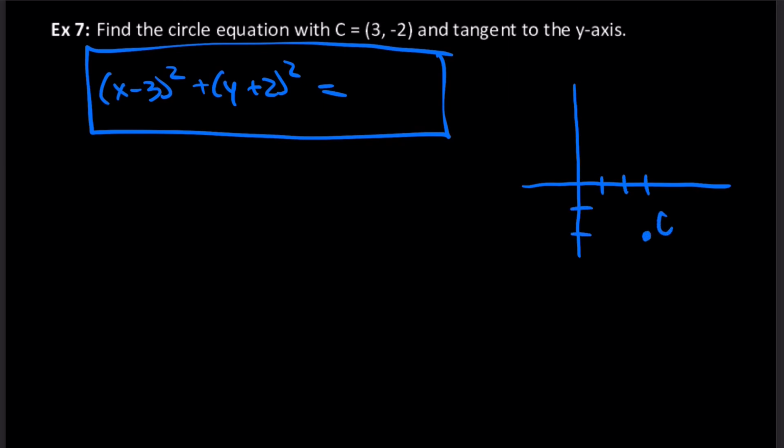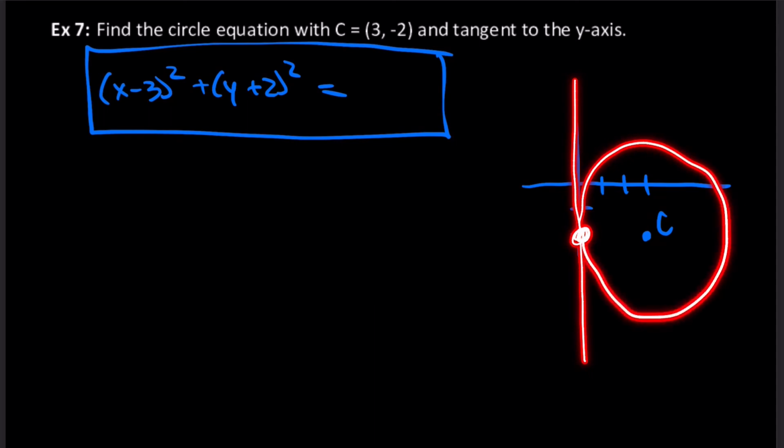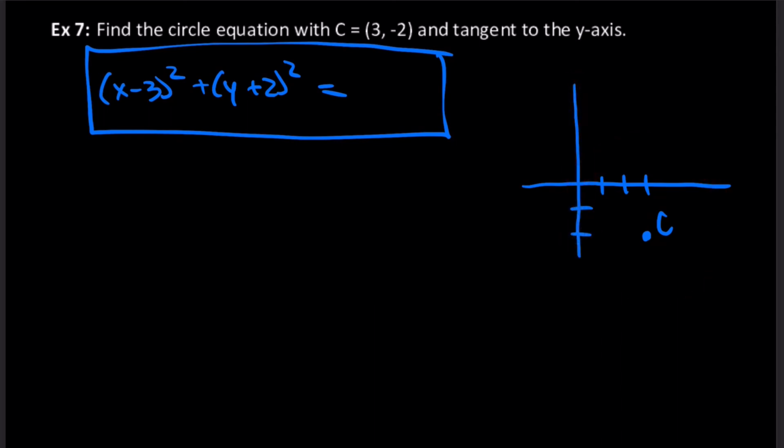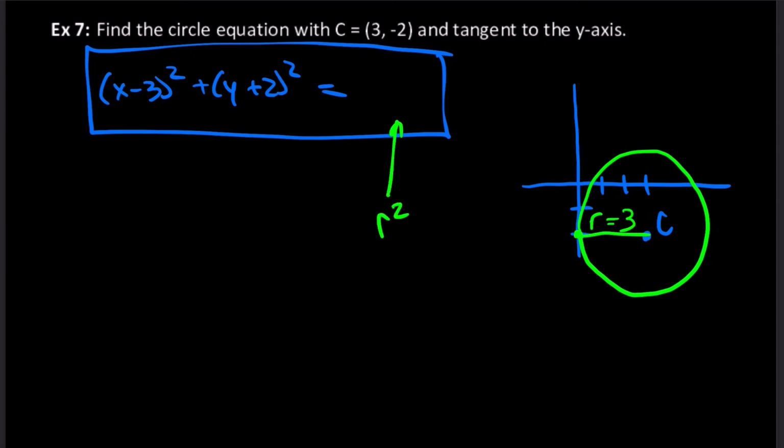Well, what does it mean to be tangent to the y-axis? Well, here's the y-axis. When you're tangent to something, that means you only intersect it one time. So the circle's got to look something like this. All right, so that's kind of easy to sketch. Goes through here. I think it's easy to see. I need that radius, and that's going to be 3. So that's going to be r squared. 3 squared is 9. There's your equation.